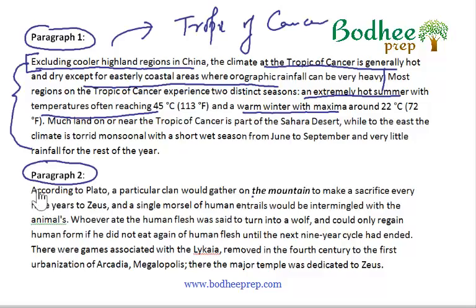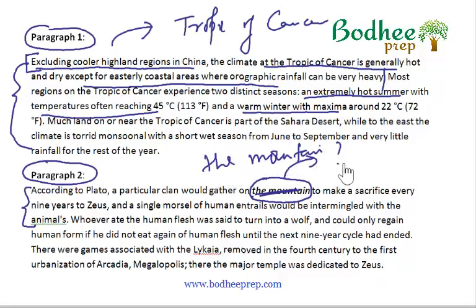Now, the very first problem that I have in this sentence is the part that you see in bold and italics, the mountain. Now, the reader gets a feeling: what mountain does exactly Plato have in mind, or the writer have in mind? According to Plato, a particular clan would gather on the mountain. Now, this 'the mountain' shows that the mountain must have been introduced. What kind of mountain? And therefore, it leaves a question mark in the minds of the reader.